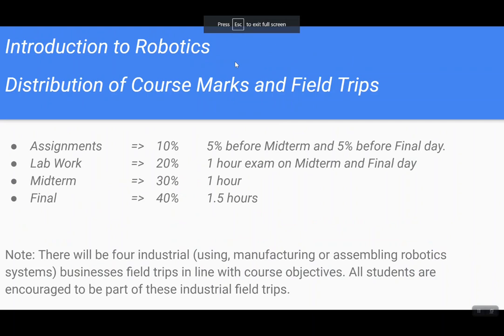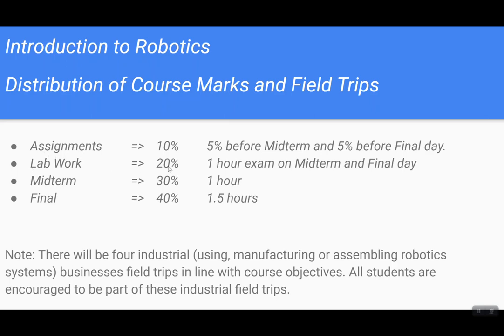So in this particular course, here's the distribution of work. As previously, if you have taken any of the courses, you know that a lab work which will be given to you will be part of the assignments, which is 10%, and the testing will be 5% before the midterm and 5% before the final of the distribution of the assignment marks.